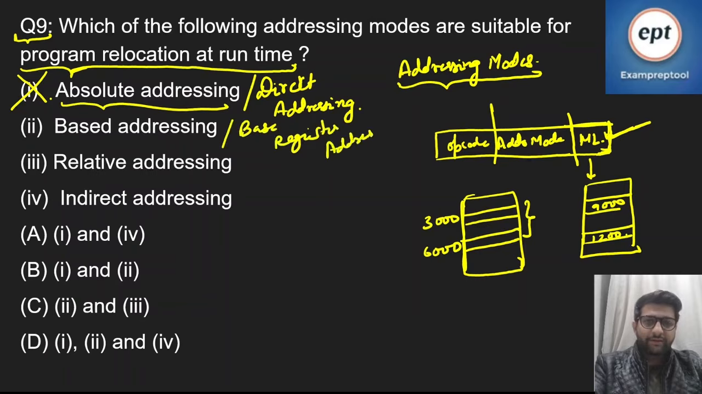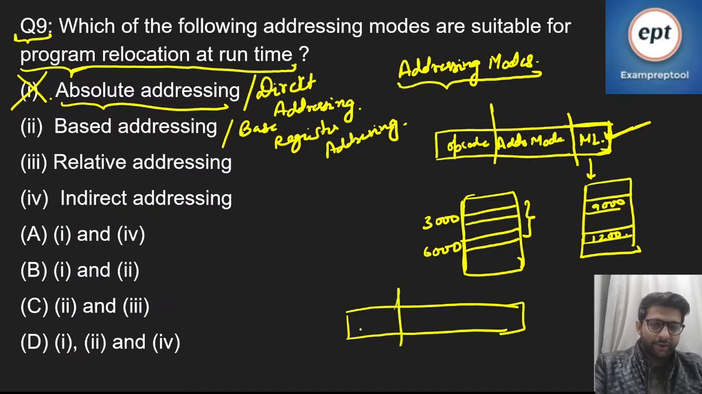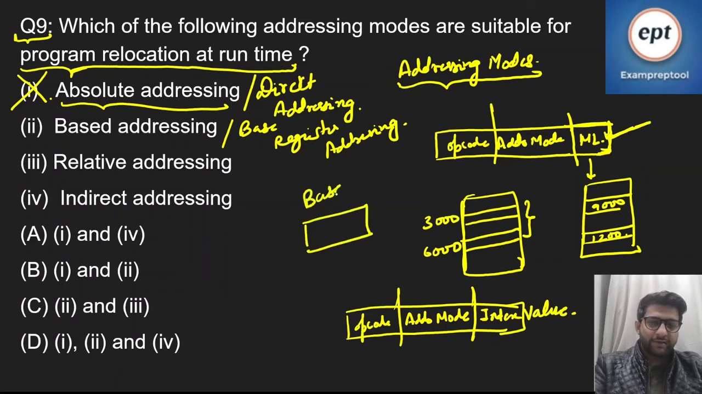The second one is base register addressing. What will the format of these instructions look like? There will be an opcode, again the code for the addressing mode, and then the offset value or the index value, and then a base register, which will store the base address of, let's say, an array you are accessing. So even if we relocate a program, the offset of the array will be the same.